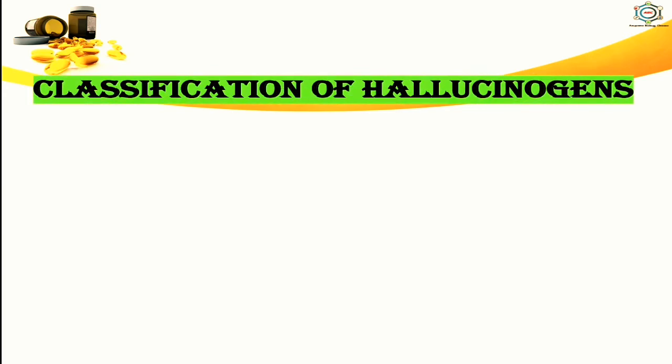Now, after this, the second main group is hallucinogens or psychedelic drugs. So, what are hallucinogens? The hallucinogens act mainly on the CNS and greatly alter one's thought, feeling, and perceptions. They are known as psychedelic drugs.